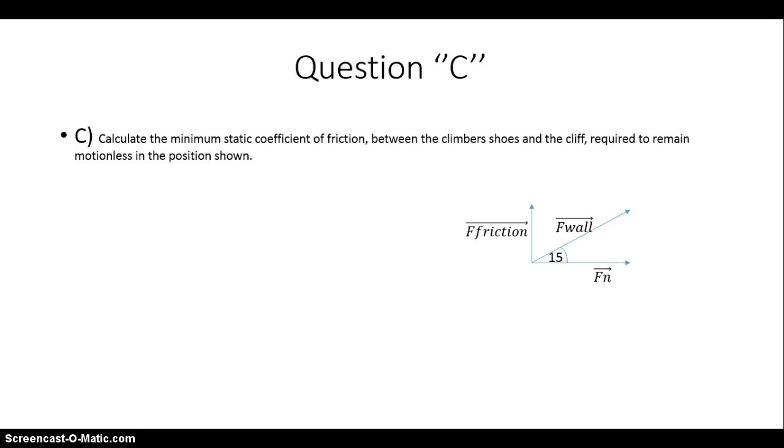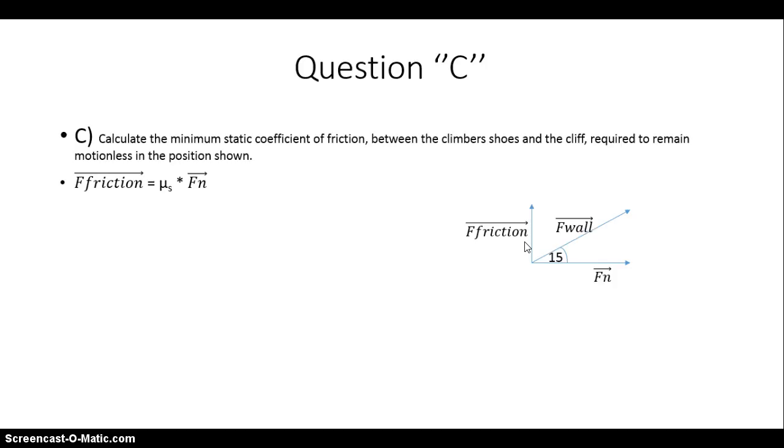For the last question, we have to calculate the minimum static coefficient of friction between the climber's shoes and the cliff, required to remain motionless in the position shown. As you can see in the diagram on the right, F wall is the force exerted that was shown in the first diagram, at 15 degrees. Then Fn, the normal force, points along the x component of F wall because it is always perpendicular to the surface, and F friction is pointing upwards in this case.